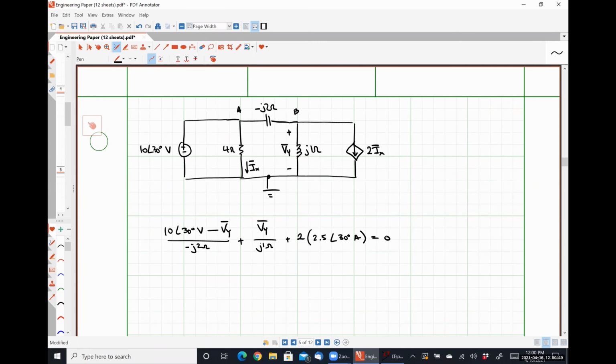So I have one equation, one unknown. Arguably, you could throw this into a numerical solver. Some of your calculators can do it, some can't. So let's just go the algebra route and figure out what's going on here. I can say that I have negative Vy over negative j2 ohms plus Vy over j1, that does not look like j1 at all.